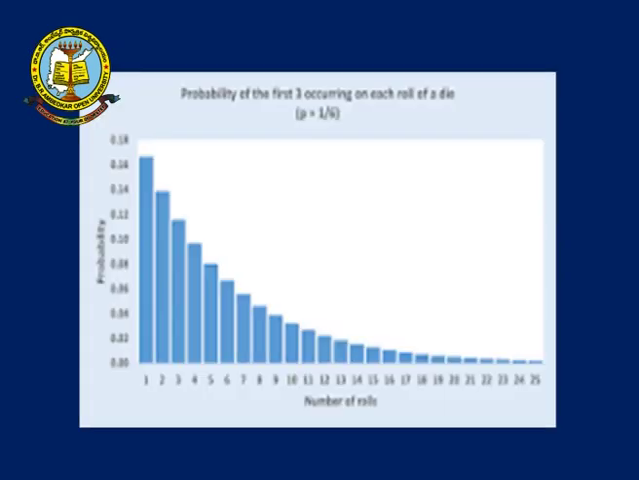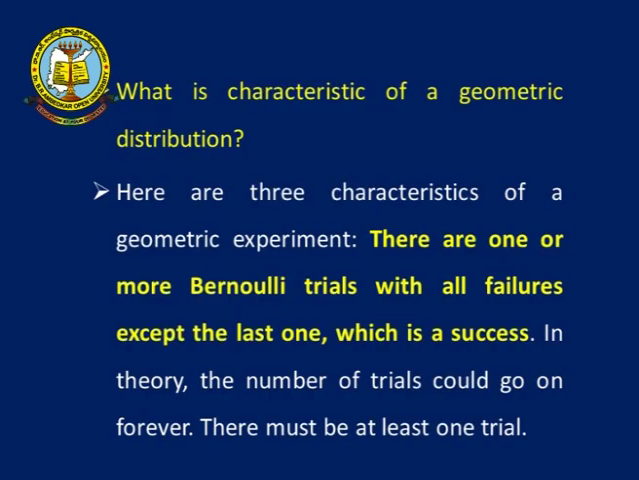See the graph. Here P is equal to 1 by 6, and we are taking the graph and the values here. What are the characteristics?